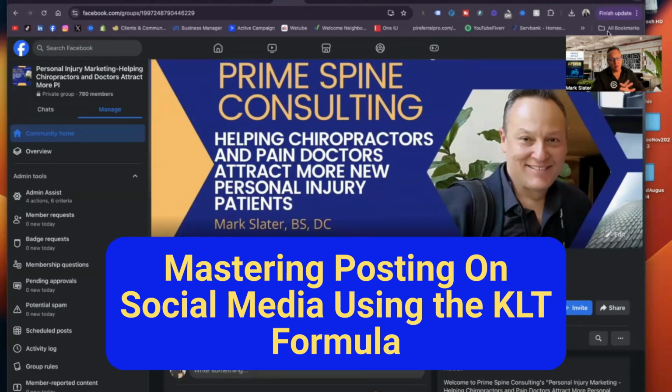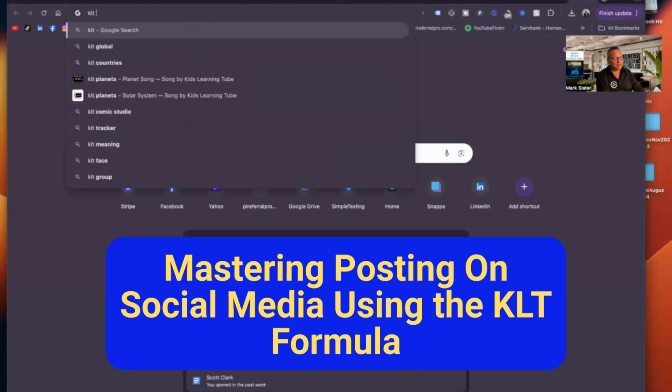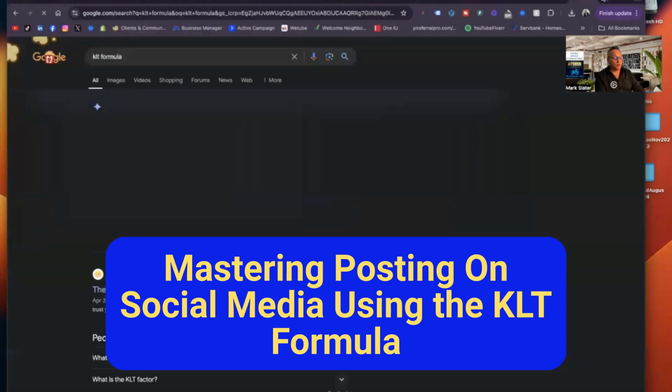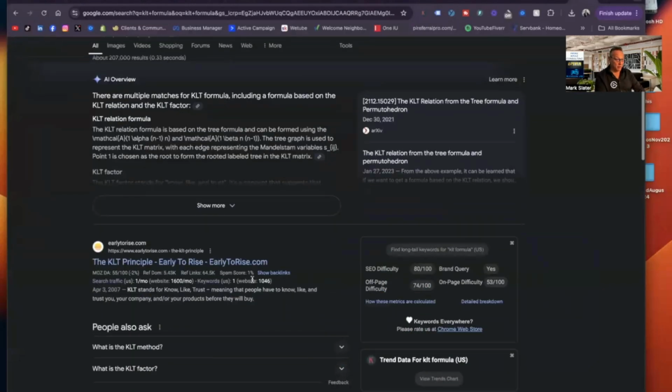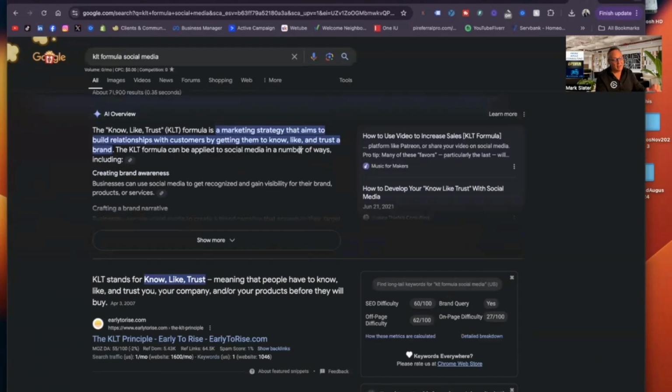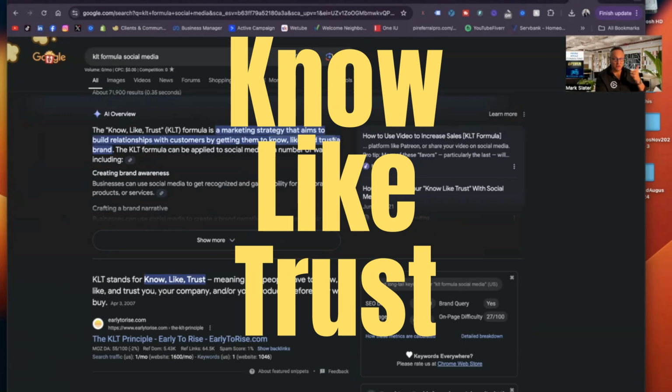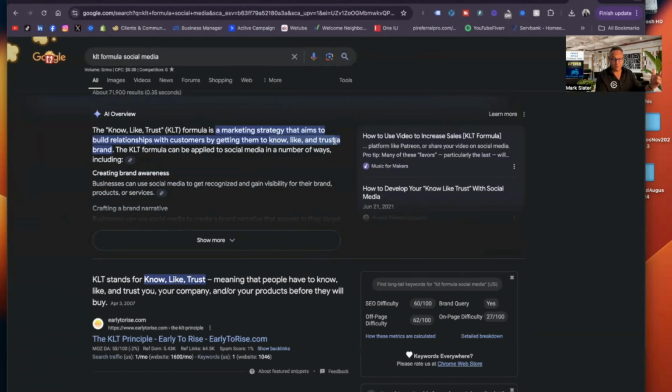Well, a formula that I'm going to talk about today, and I didn't invent it, there's thousands of articles on it on Google. It's called the KLT formula. And what the KLT formula says, here we go, is a marketing strategy that aims to build relationships with customers by getting to know, like, and trust you. Know is the K, L is the like, T is the trust.